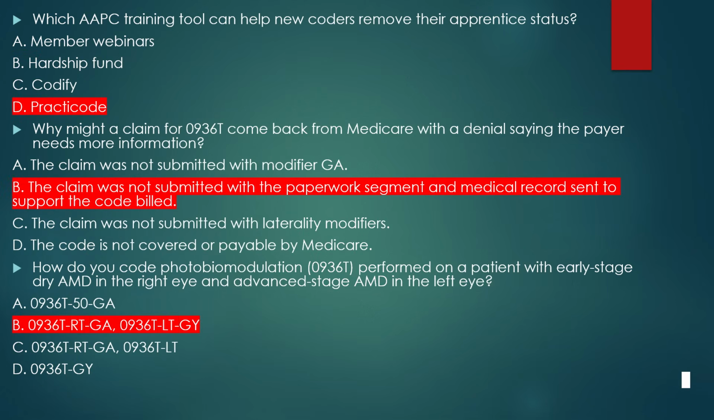Which AAPC training tool can help new coders remove their apprentice status? A. Member webinars. B. Hardship Fund. C. Codify Practicode. Why might a claim for 0936T come back from Medicare with a denial saying the payer needs more information?